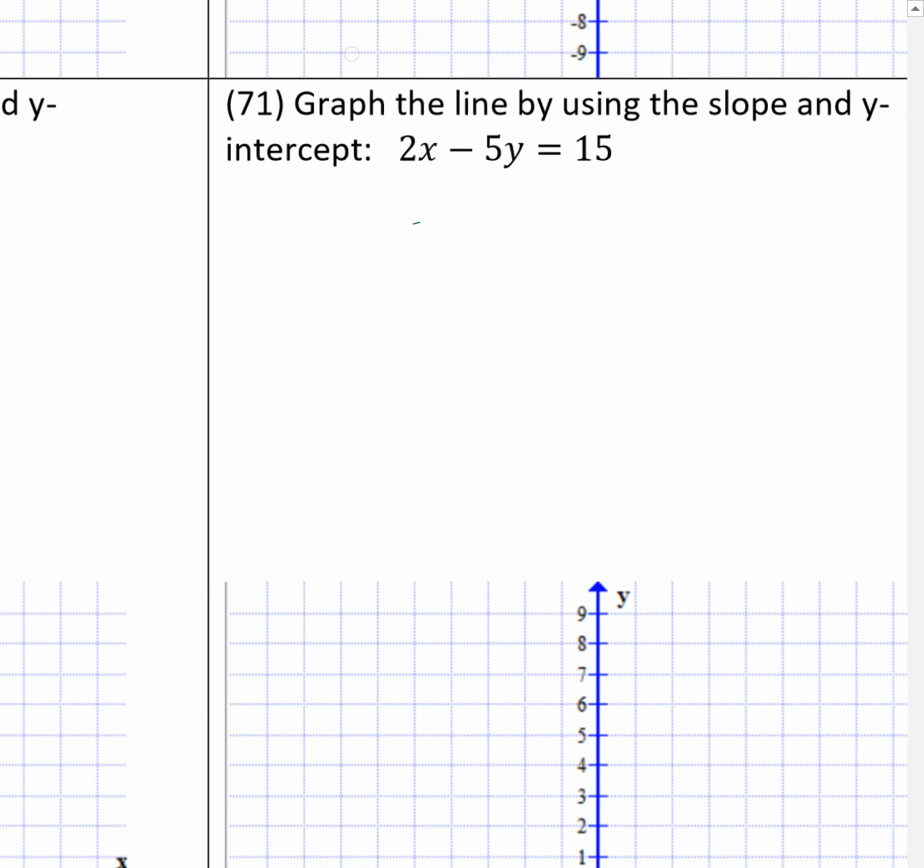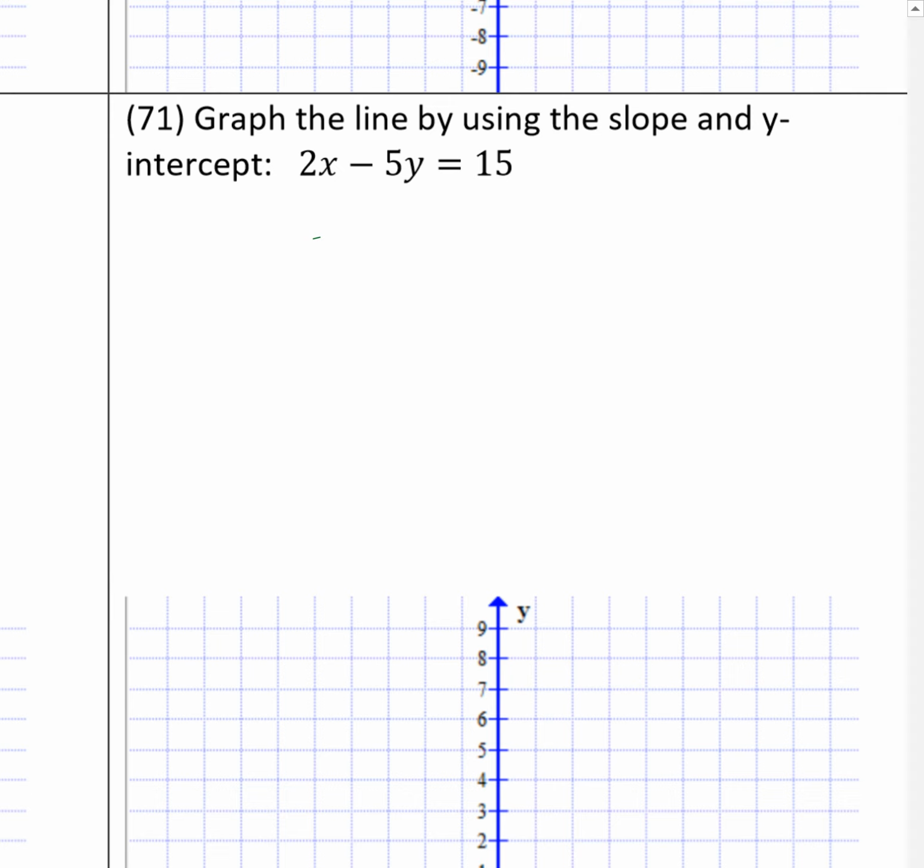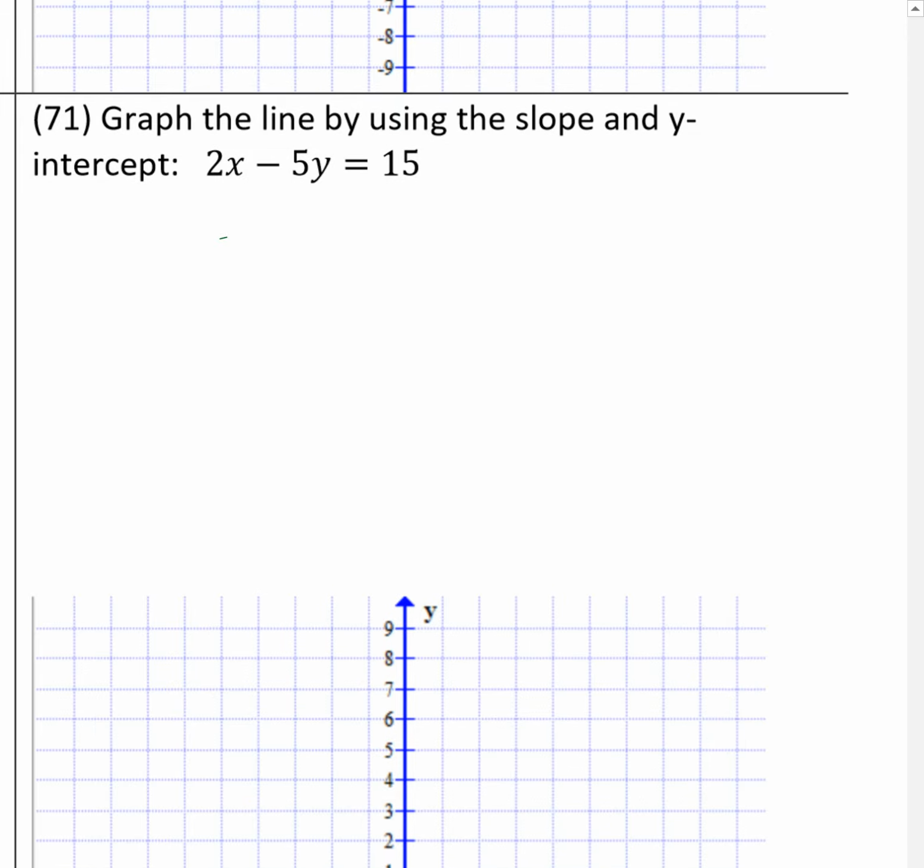Okay, let's try this next guy. Graph the line by using the slope and y-intercept. Notice this one doesn't have y isolated, so this is the first one that's not of the right form. It's supposed to look like y equals mx plus b. We can't tell what the slope and y-intercept are until y is isolated. So they're trying to trick us here.